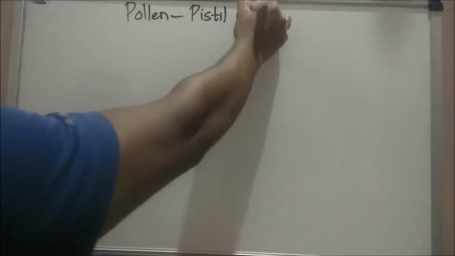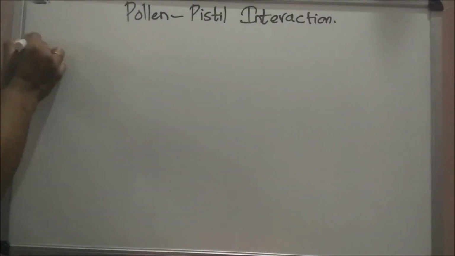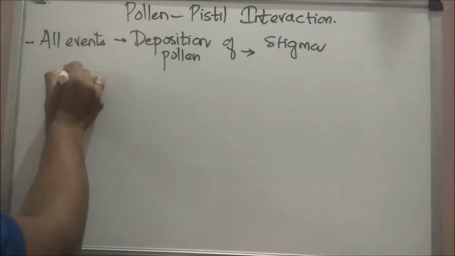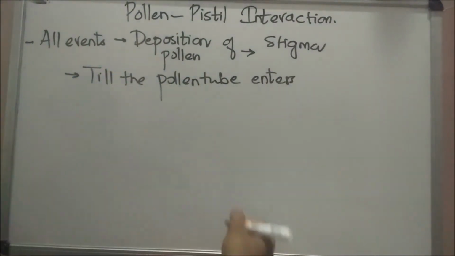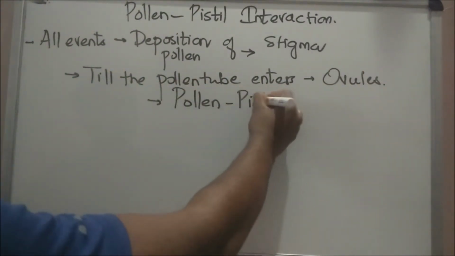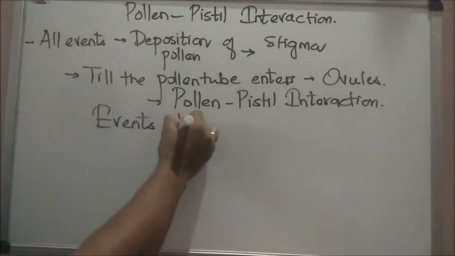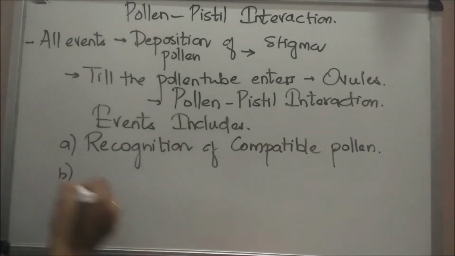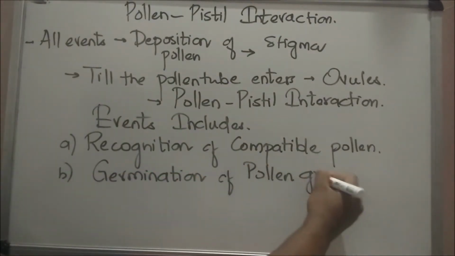Let's discuss pollen-pistil interaction. All events from the deposition of pollen on the stigma till the pollen tube enters the ovule are called pollen-pistil interaction. Events include the recognition of compatible pollen, germination of pollen grains, and development of the male gametophyte.